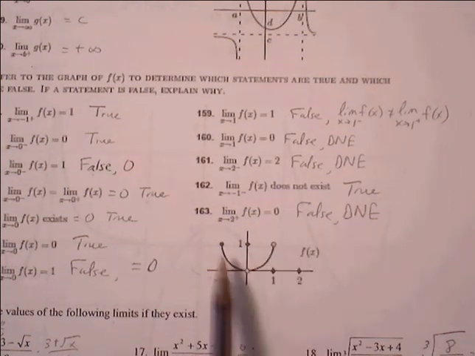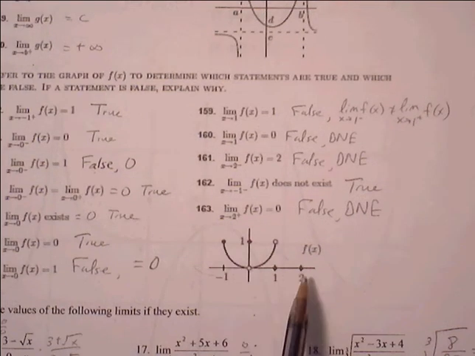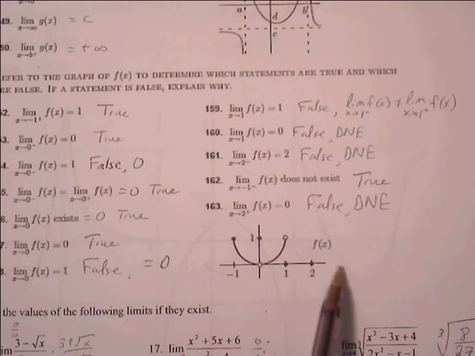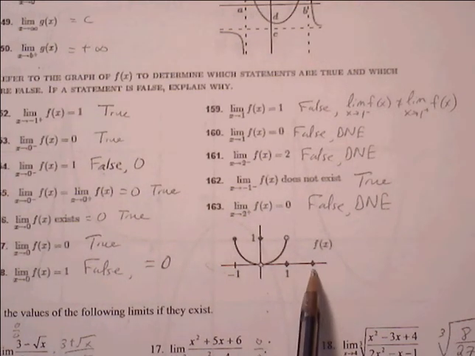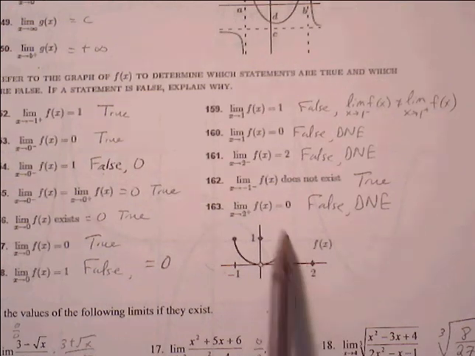That's a true statement. As we approach 2, from the right side of 2, there's nothing on either side of 2, so false. So even though the ordered pair exists at 2, 0, there's no graph, nothing to connect, so limit does not exist.